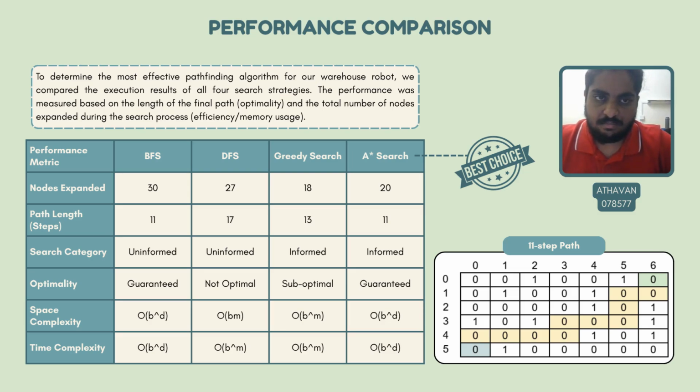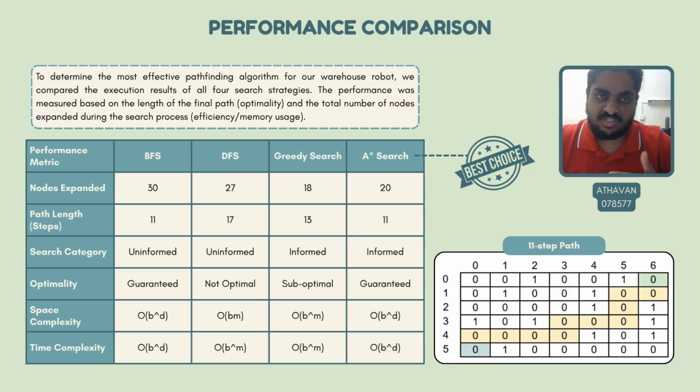Basically, breadth first search guaranteed the 11 step optimality, and yet it expended so much memory by going through 30 nodes, which is highly inefficient, and it expends so much memory in the queue by navigating 71% of the 6 times 7 grid.